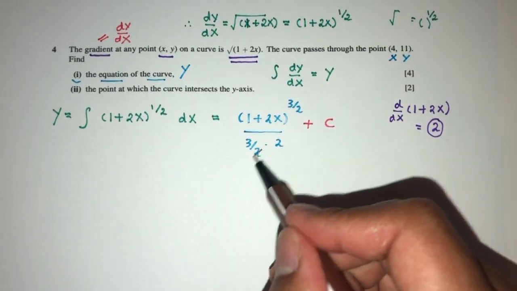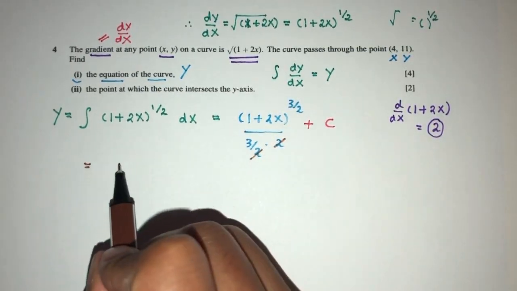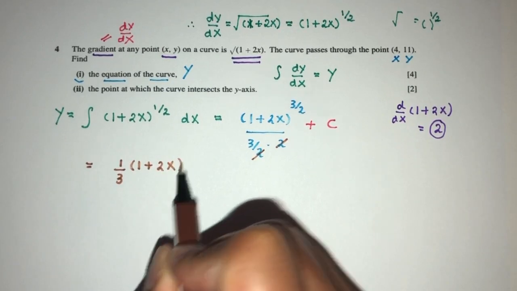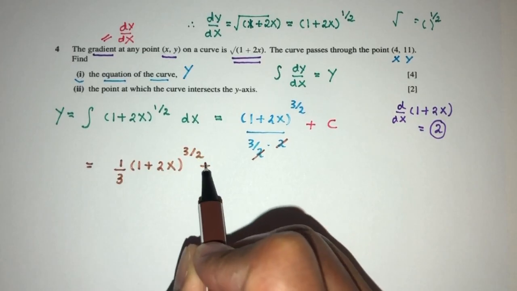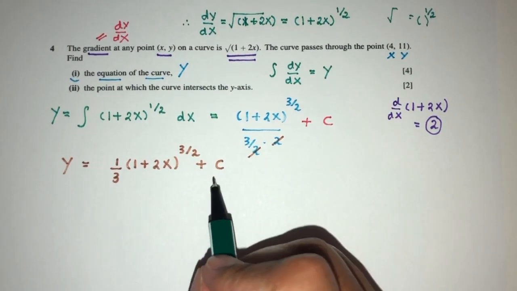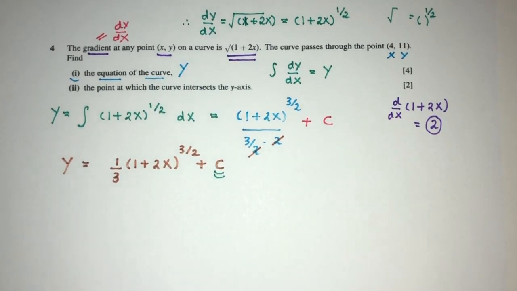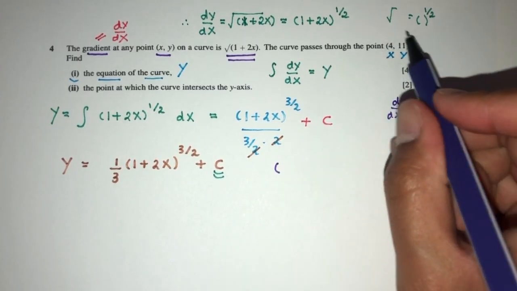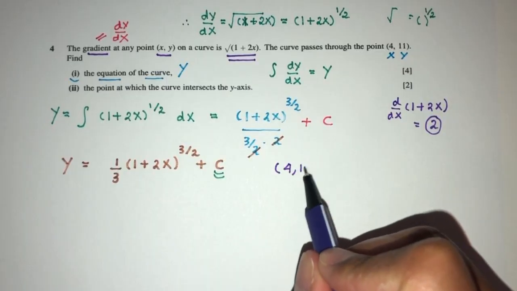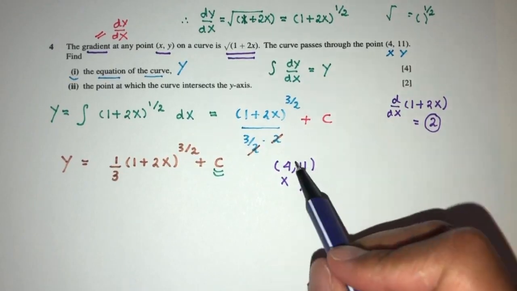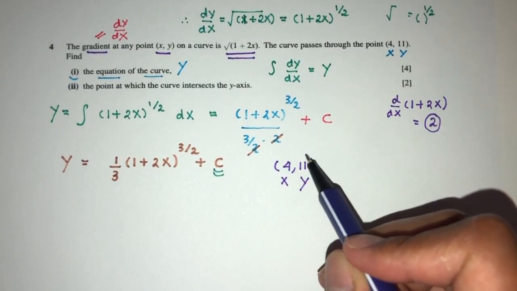Now simplify, this and this will cancel out, so you will have 1/3 (1 + 2x)^(3/2) + c as your value of y, which is the equation of the curve. Now again, this is only part marks, we have to also find this value of c. So how do we find this value? As always, we have to use the given values or information that we have. This is my x value and my y value. So it just means that when x is equal to 4, the value of y is 11.